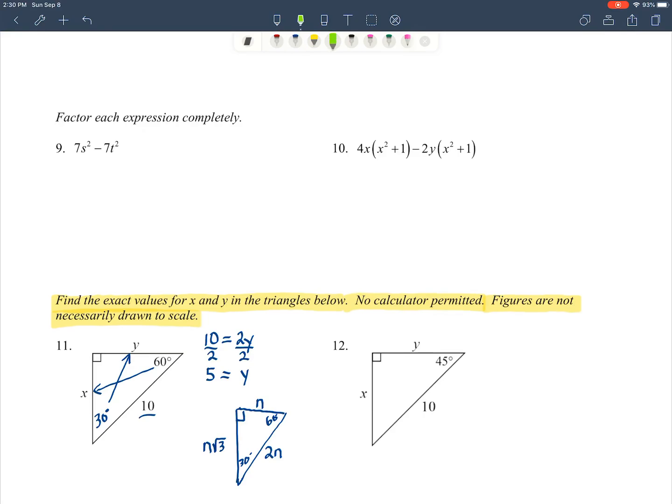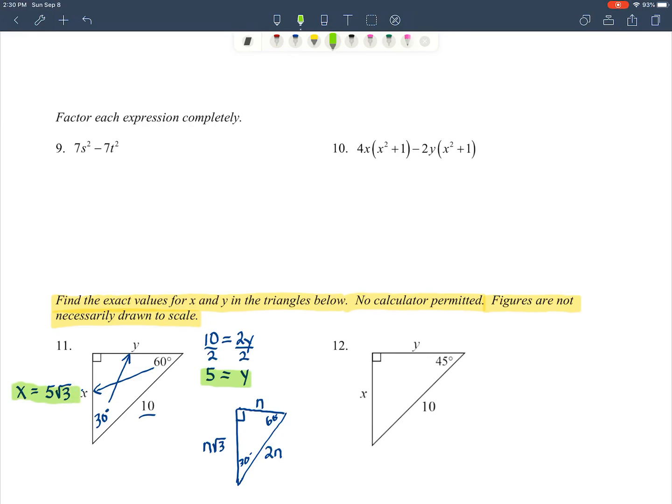And since we know that our short side is 5, then we can take that here. We know that our x side here should be n radical 3, so we're going to take our 5 and multiply it times radical 3, and that should be what our x is. So x is going to be 5 radical 3.